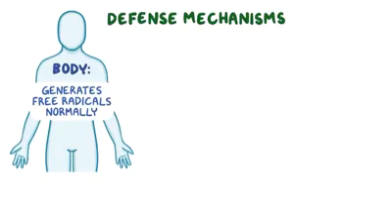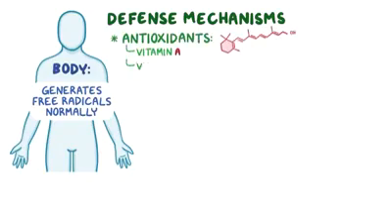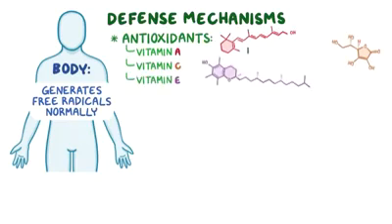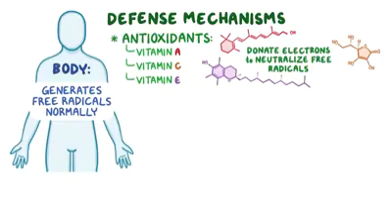Since the body generates free radicals even under normal conditions, there are certain defense mechanisms in place to keep them in check. One of them is antioxidants, like vitamin A, vitamin C, and vitamin E, which donate electrons to neutralize free radicals and protect the cells.